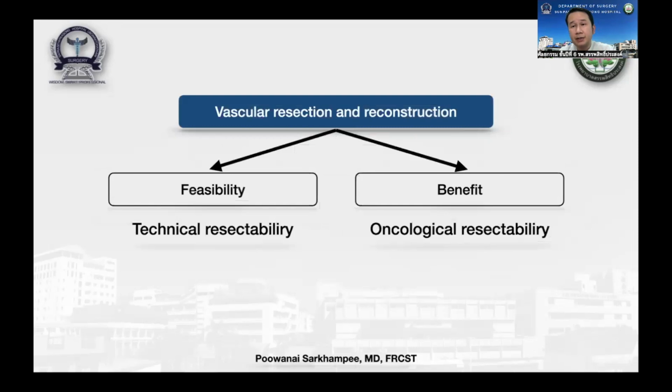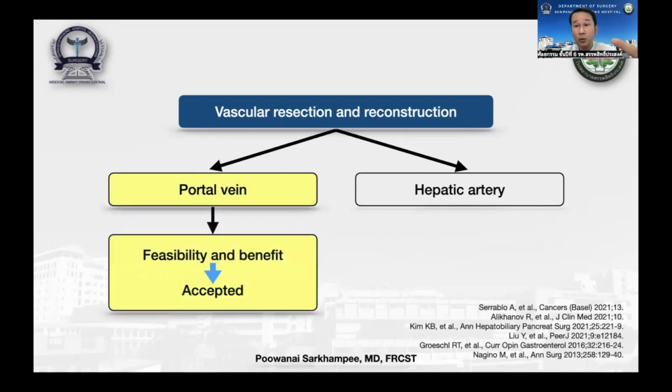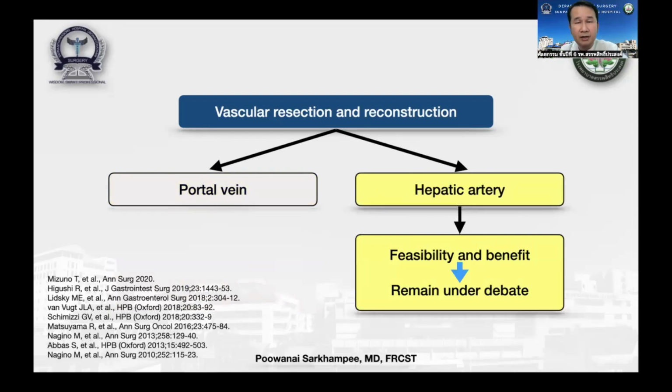For vascular resection in perihilar cholangiocarcinoma, we look at the feasibility and the benefit. Feasibility means it's safe for surgery, with no morbidity or mortality, and the benefit is survival outcome. In perihilar cholangiocarcinoma, we deal with the portal vein and hepatic arteries. For portal vein resection and reconstruction, there is a lot of literature showing that the feasibility and benefits of vascular resection are acceptable. But hepatic artery resection and reconstruction remains debatable.